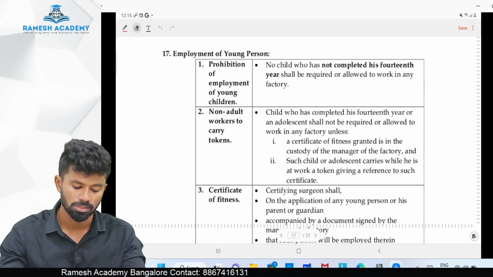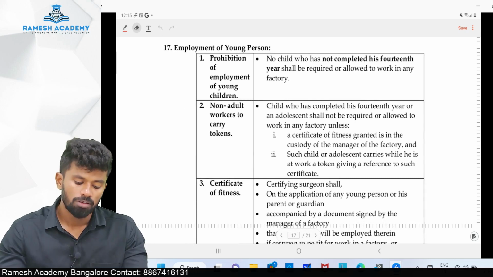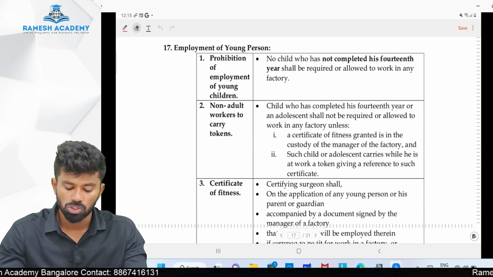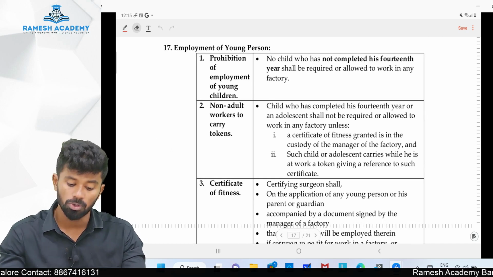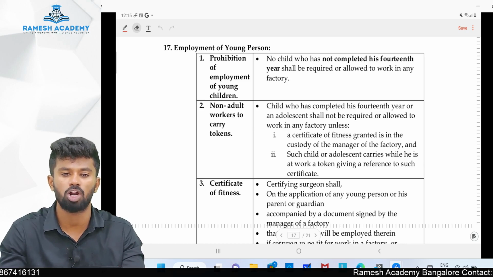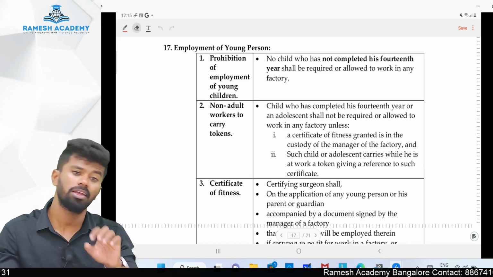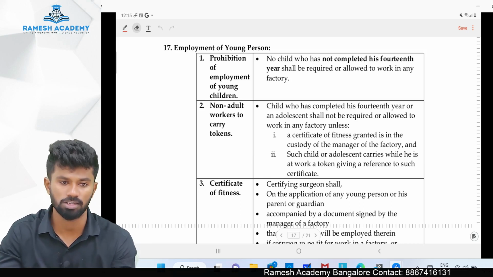Employment of young person. Prohibition of employment of young person. No child who has not completed his 14th year shall be required or allowed to work in any factory, because he is a child. A child cannot be allowed to work in a factory. But can a young person be allowed to work, sir? Yes, if he is certified by the certifying surgeon.